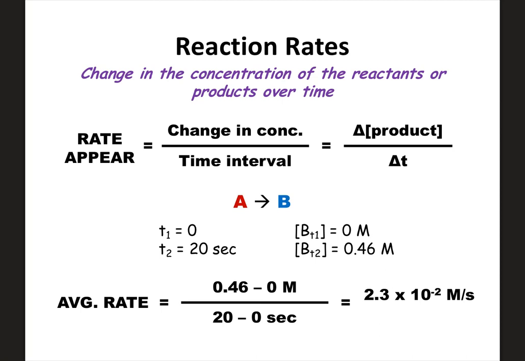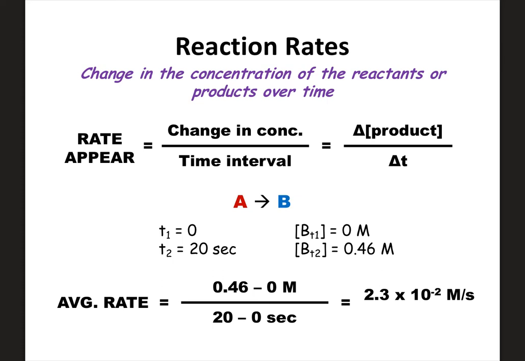So we already know that the rate of reaction is the change in concentration over the change in time. If we want to look at the rate of appearance of a product, essentially what we're going to have is the change in concentration of the product over the change in time. So if we have this reaction taking place here, A going to B, we have our initial time, and then the time we're measuring 20 seconds later. We have an initial concentration of substance B, and then our final concentration of substance B.